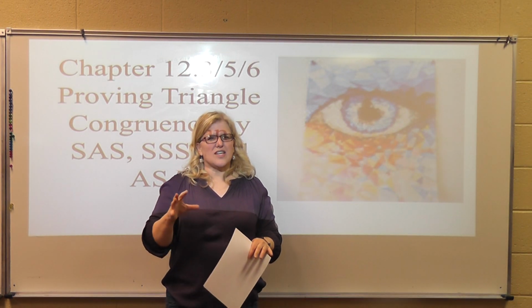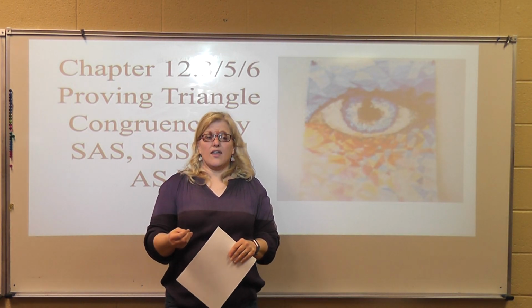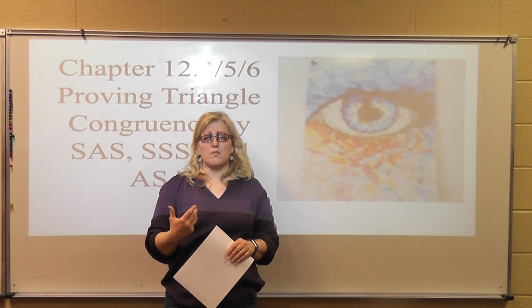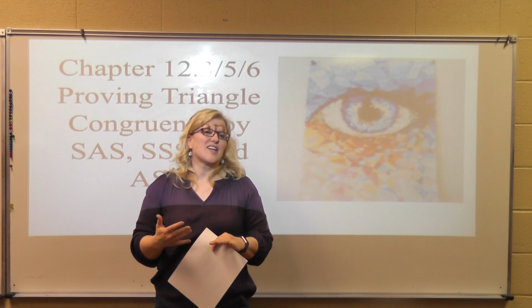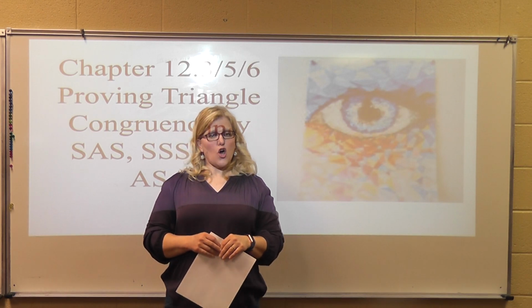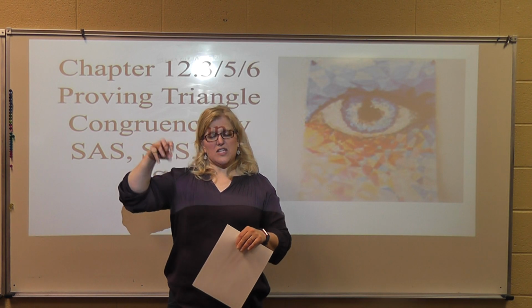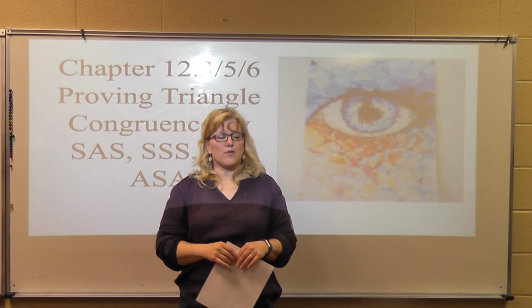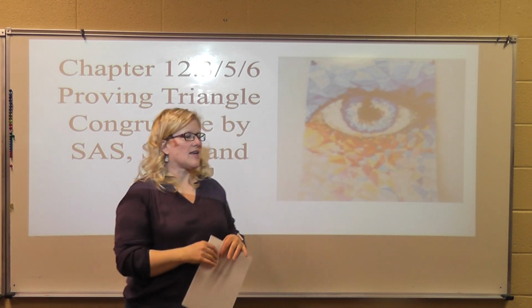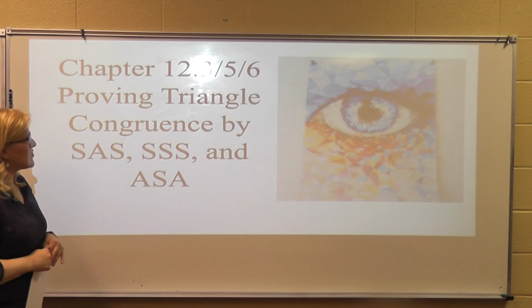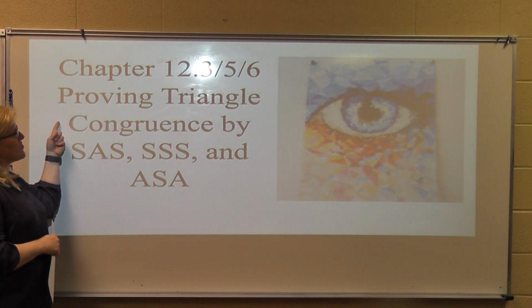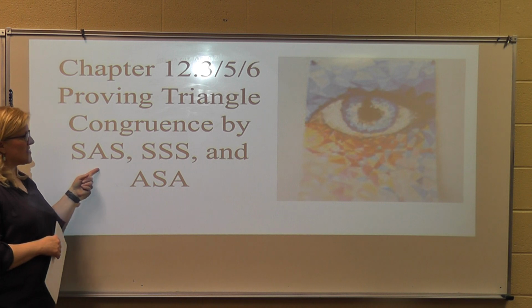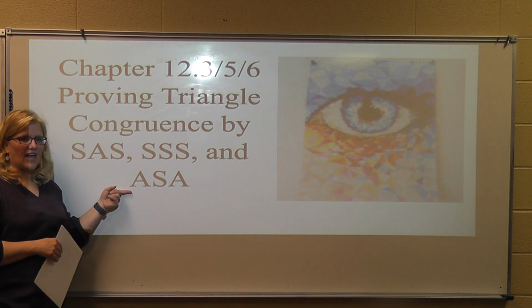The reason we're doing this is because in the book, they actually have you do 2-column proofs for what we're talking about today, and you're not going to cover that until SM2. So we're taking little bits and pieces of each one and putting those together, and it flows very nicely. What we're going to finish chapter 12 with is proving triangle congruence by SAS, SSS, and ASA.